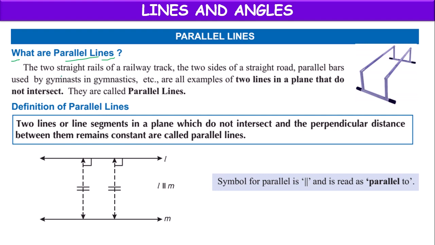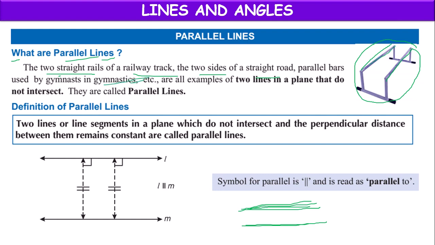We can take the example of two straight rails of a railway track. The two rails of a railway track are an example for parallel lines. Two straight rails of a railway track, or two sides of a straight road, or, as you see in this picture, the parallel bars used by gymnasts in gymnastics. These are all examples of parallel lines.